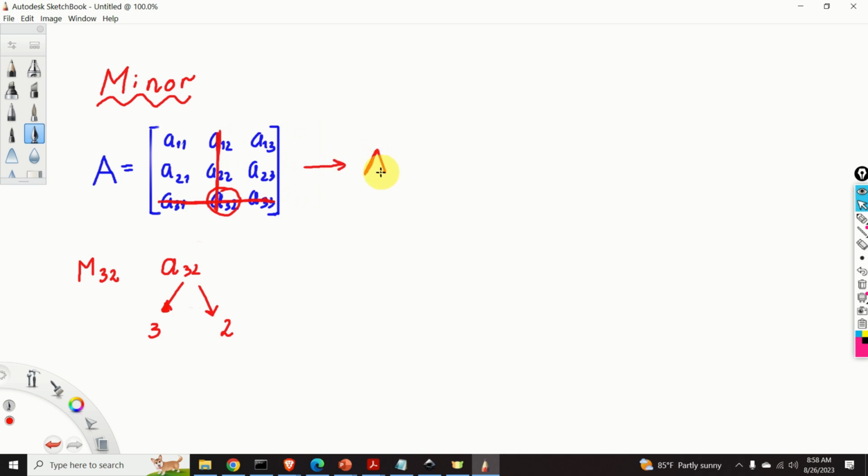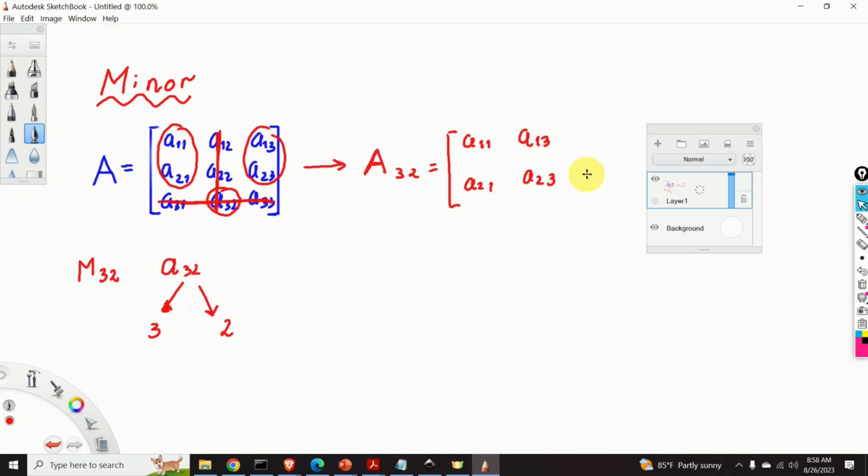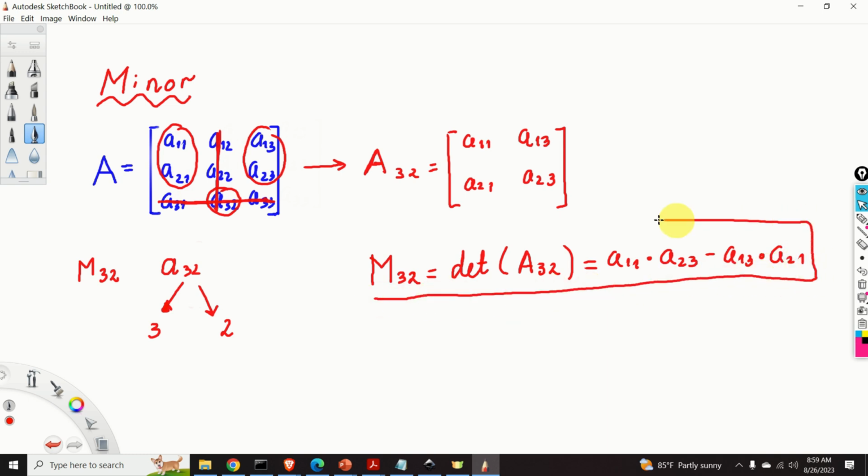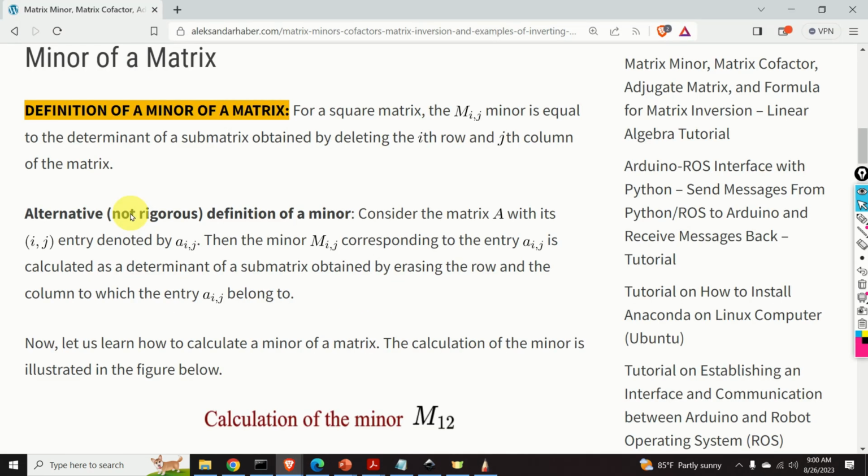Next, we construct the submatrix A32. Here it is. We take the remaining parts: A11, A21, A13, A23. Next, we need to compute the determinant of this matrix. The determinant of this matrix is actually equal to our minor, and the determinant is A11 multiplying A23 minus A13 multiplying A21, and that's it. That's the minor M32. Next, let us formally define a minor of a matrix.